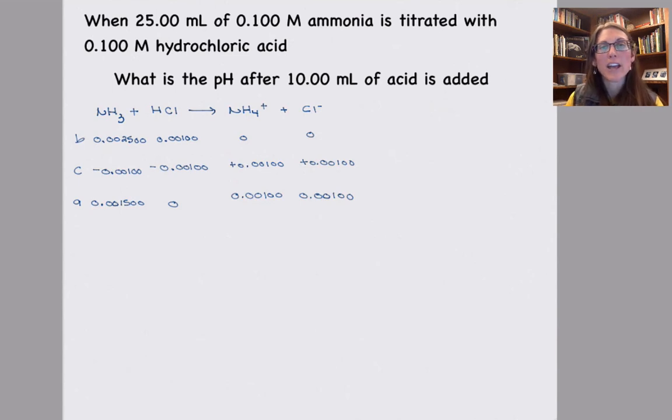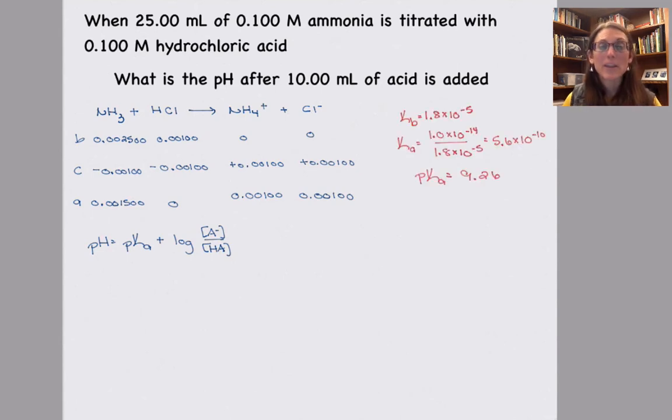I have ammonia and I have ammonium. That's an acid-base conjugate pair, and it's a weak acid-base conjugate pair. And so that means that I have a buffer, and I can use the Henderson-Hasselbalch equation. Before you start plugging things in blindly, please notice the Henderson-Hasselbalch equation is in terms of pH and the pKa. So I actually have to stop and find the Ka so I can find that pKa.